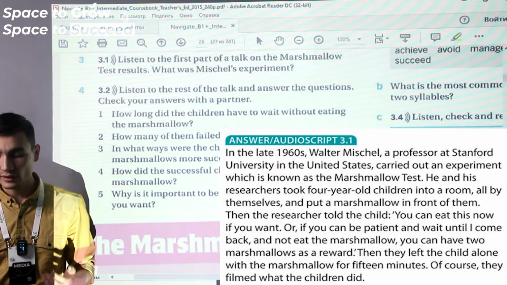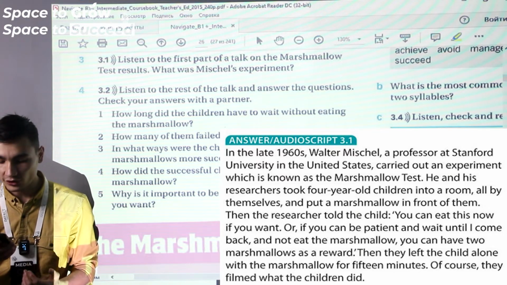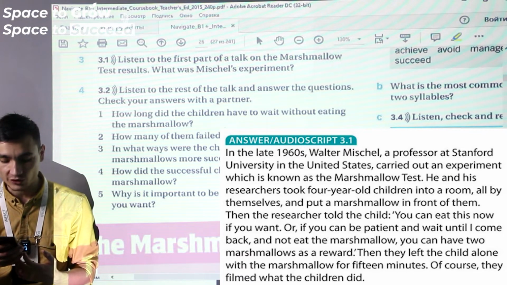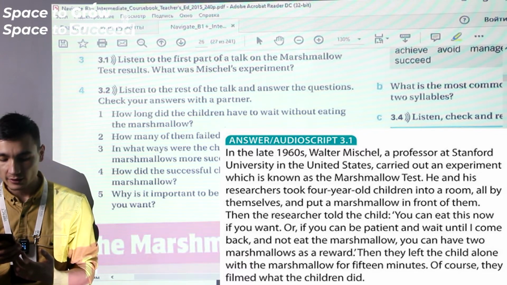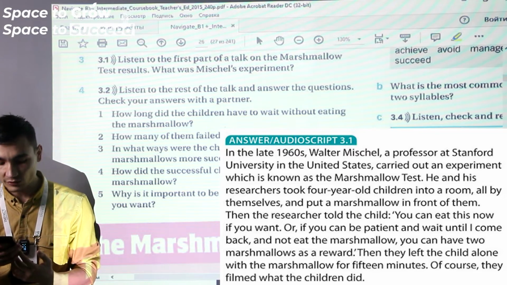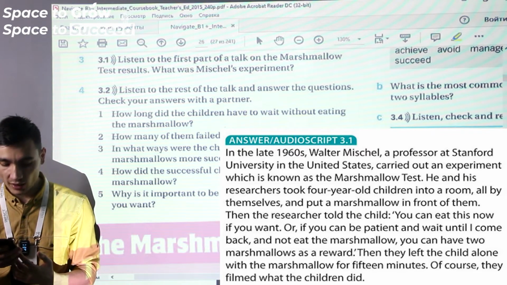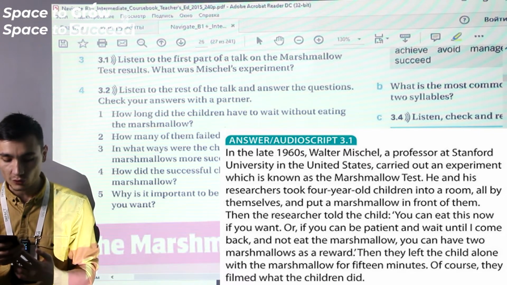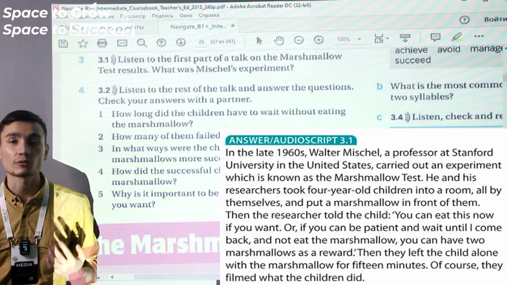And now let's look at the answers. And as you see, in the late 1960s, Walter Mischel, a professor at Stanford University in the United States, carried out an experiment which is known as the marshmallow test. He and his researchers took 4-year-old children into a room all by themselves and put a marshmallow in front of them. Then the researchers told the child they could eat the marshmallow now, or if they could be patient and wait until he came back and not eat it, they could have 2 marshmallows as a reward. Then they left the child alone with the marshmallow for 15 minutes. Of course, they filmed what the children did.